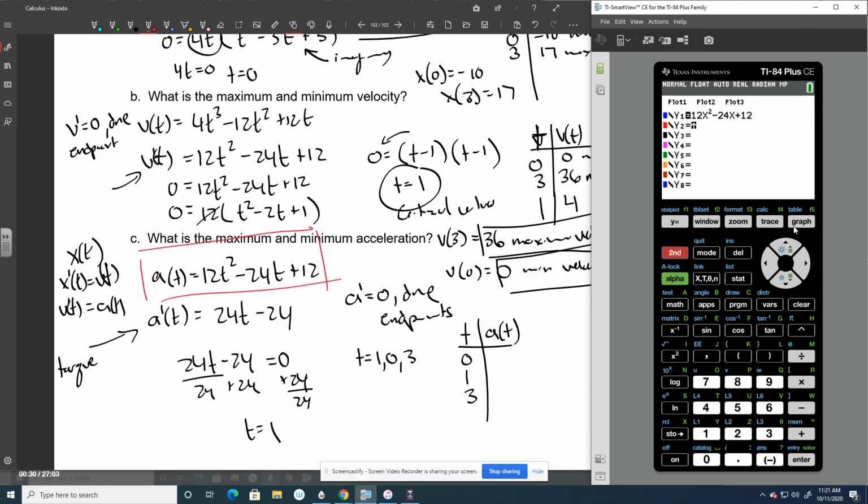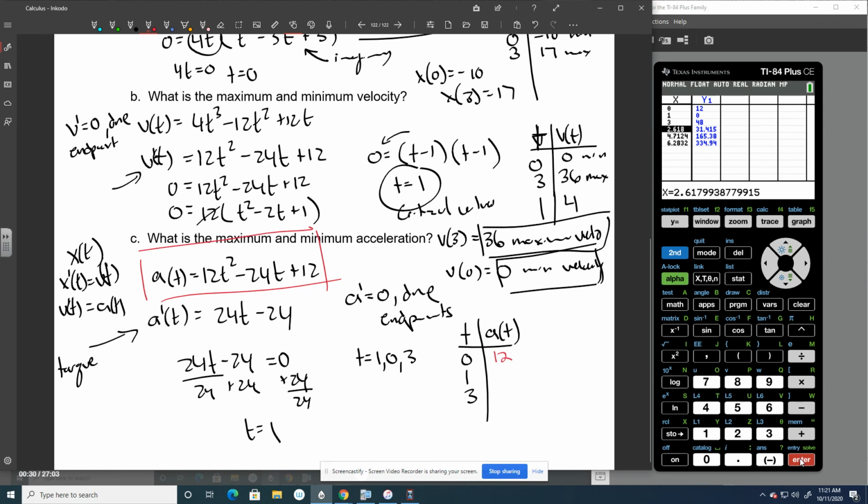So if I go to my table, I'm going to plug in 0, I'm going to plug in 1, and I'm going to plug in 3. And I'm going to get at 0, I have an acceleration of 12. At 1, my acceleration is actually 0. And at 3, I have an acceleration of 48. So that's kind of interesting. All these other ones, our max and minimums happened at the endpoints. But this one, my acceleration, the minimum, is actually in the middle. It's at the value of 1.